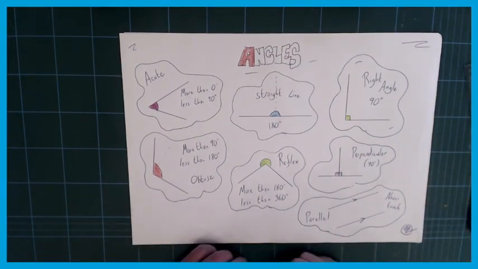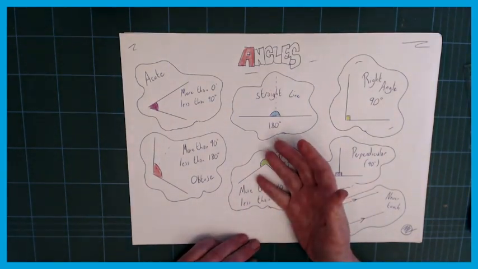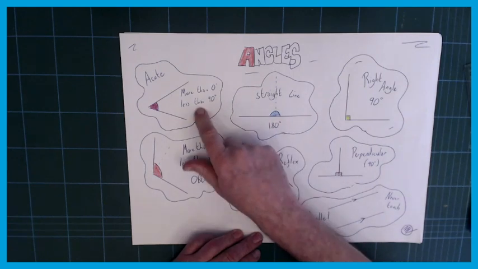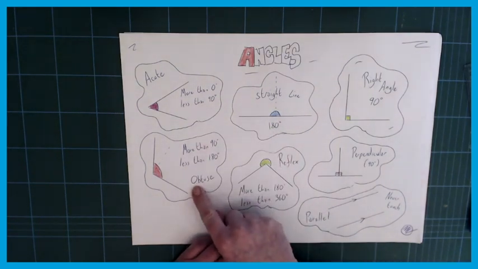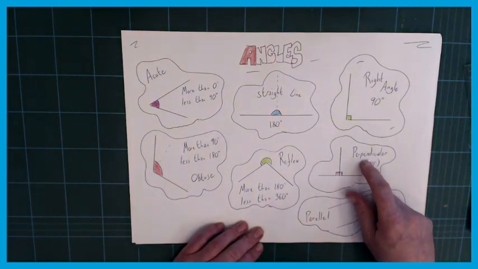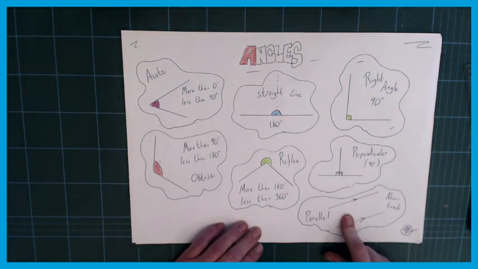Okay, so your task today is to produce a poster of a right angle, a straight angle, an acute angle, an obtuse angle, a reflex, and also a perpendicular line and two parallel lines.